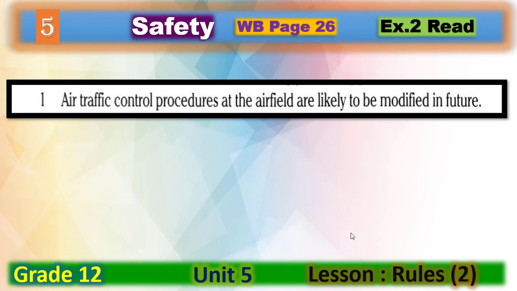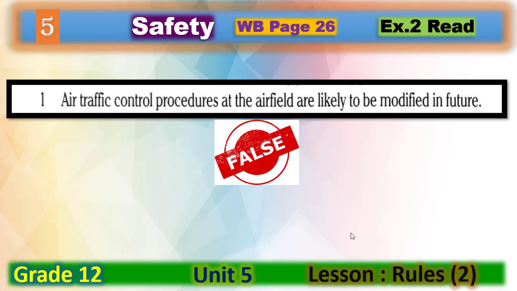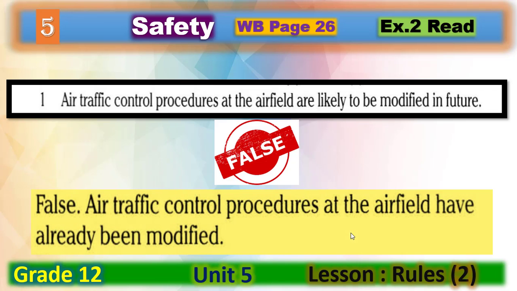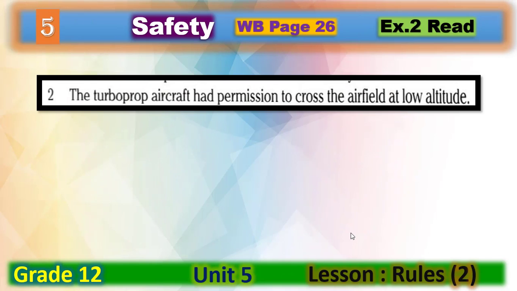Welcome back, my dear students. Now let's check your answers. Number 1. Air traffic control procedures at the airfield are likely to be modified in future. What do you think? This is false. Why? Because air traffic control procedures at the airfield have already been modified. Number 2. The turboprop aircraft had permission to cross the airfield at low altitude. That's true.